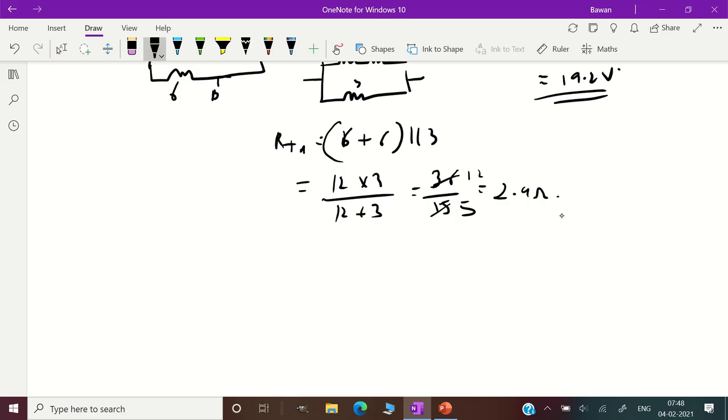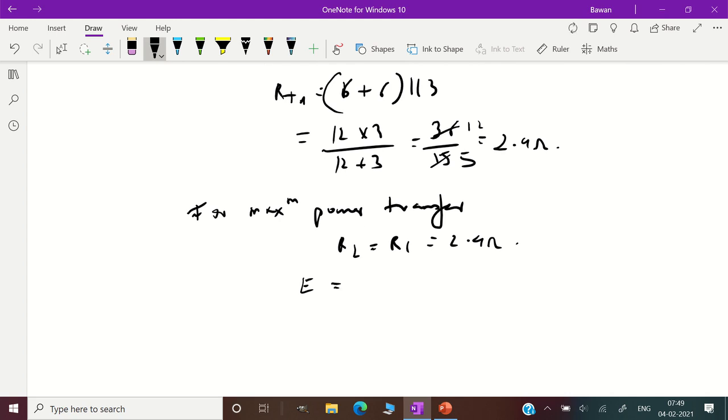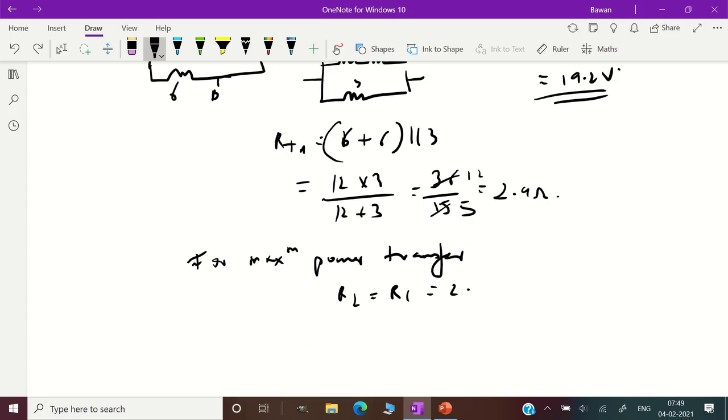Now for maximum power transfer, we have RL equal to RTH, so that will be approximately 2.4 ohms. So what is I?